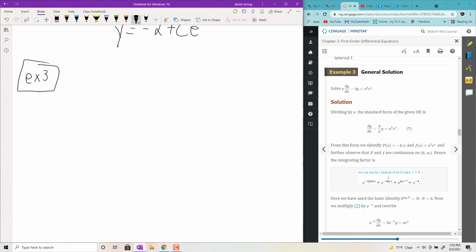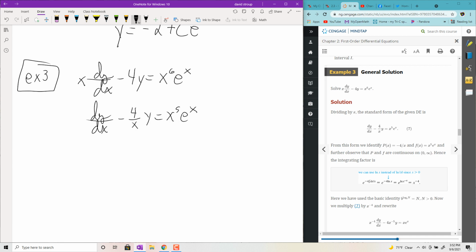We're going after a general solution: x dy over dx minus 4y equals x to the 6 e to the x. This is not in our form. We need to divide everything by x first. This won't work if you're not in the right form. Then you can go ahead and identify your p of x is negative 4 over x, and f of x is going to be x to the 5th e to the x.